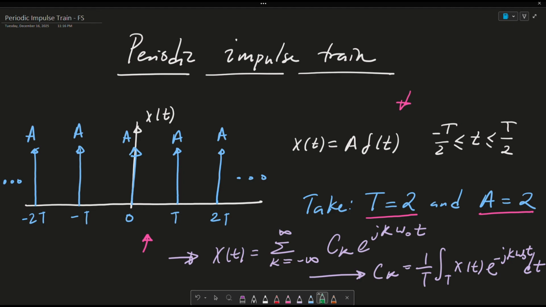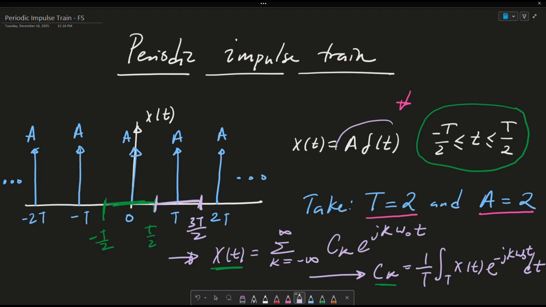Okay, before we go in and solve for x(t) and c_k, we want to notice that although the period is given here, we want to see it pictorially. So we see that from -T/2 to T/2, this is a single period because it repeats itself, right? So we can say here from T/2 to, let's say, 3T/2. Again, it's a repetition, and that repetition is A times the Dirac delta function.